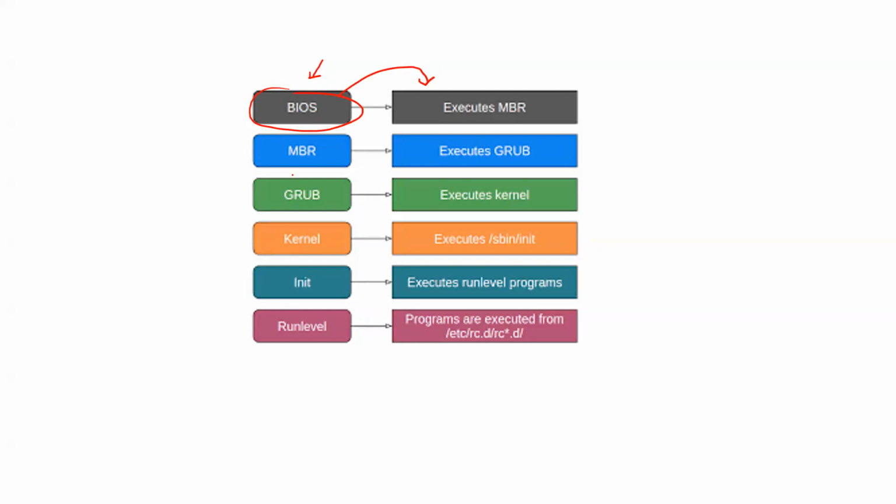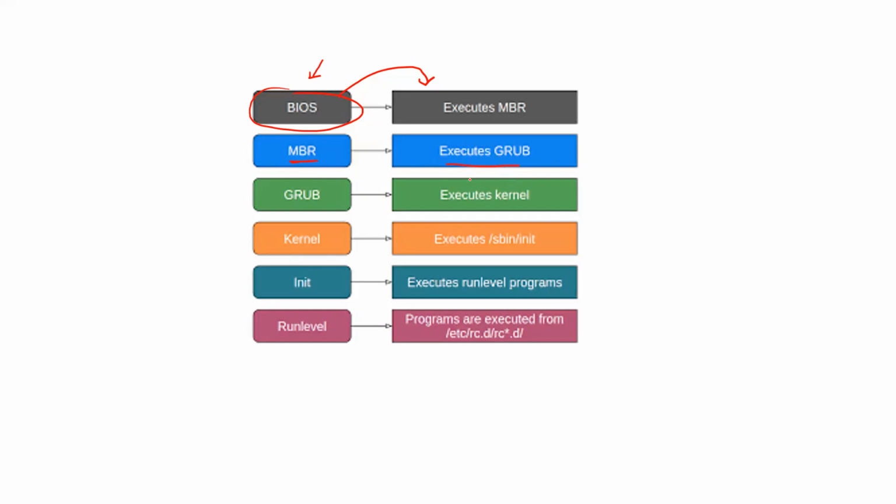And MBR actually is a tiny part of your partition. So it's like 512 bytes. So I'm going to explain in the next slide. But it's like a very tiny one that's around 512 bytes, and it will execute grub. So you see that MBR will execute the grub, and grub actually is something that you see.